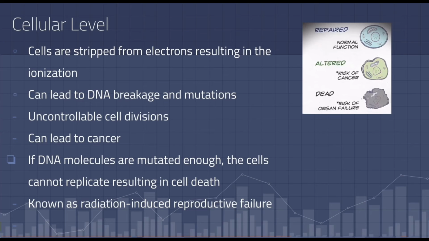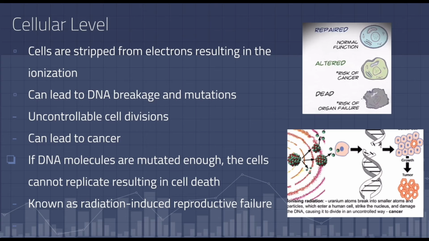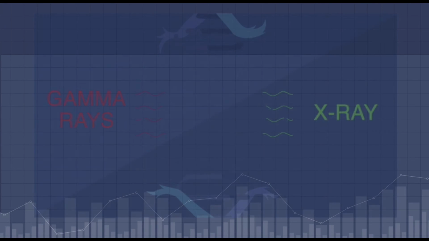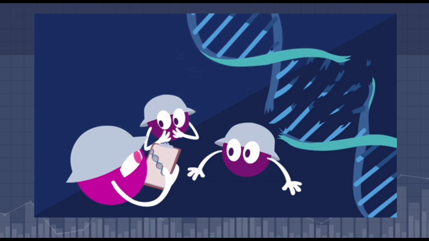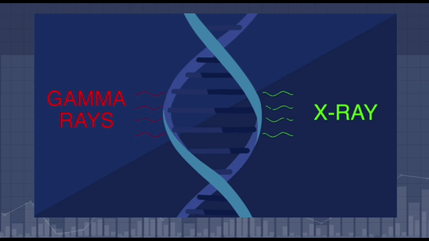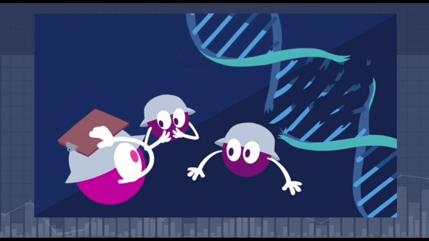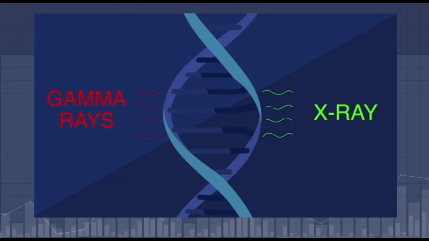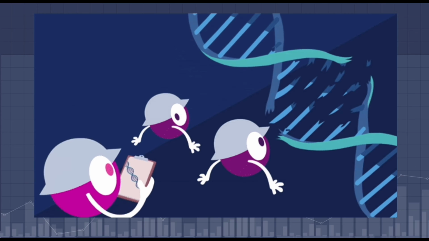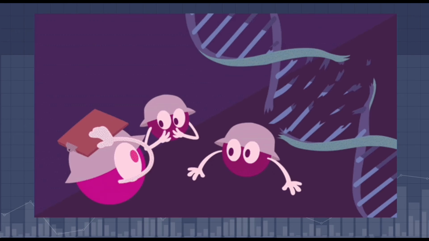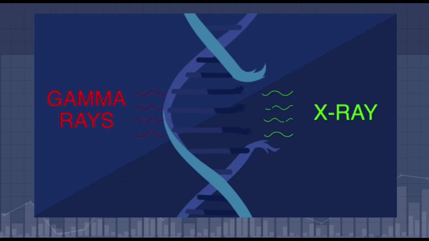If DNA molecules are mutated enough, the cells cannot replicate, resulting in cell death, known as radiation-induced reproductive failure. The gamma rays that reach the cell can break the DNA apart. Two different damaging processes can occur, either single-strand or double-strand breaks. Single-strand breaks can be repaired, but these reparations are incorrect and can lead to cancer cell creation.